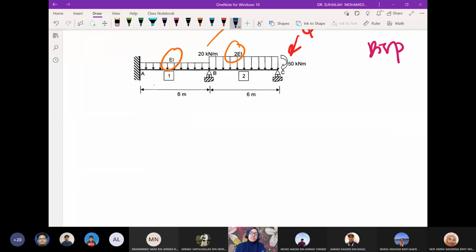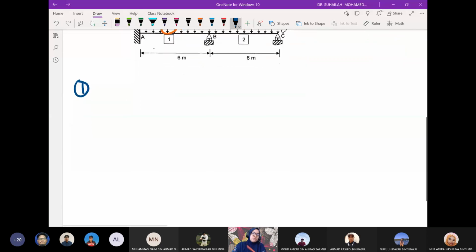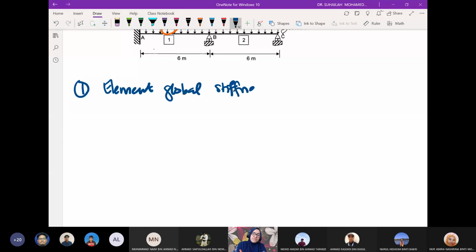We will start with analyzing, or establishing, the element global stiffness matrices. That is actually the first thing that we need to identify. We need to establish the element global stiffness matrices.